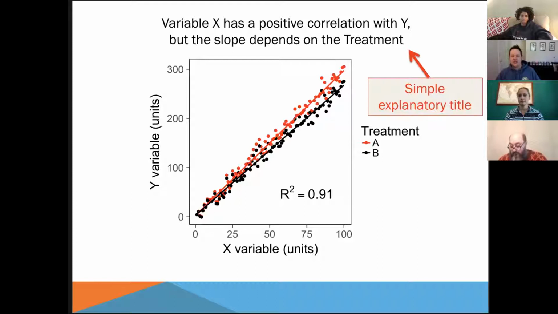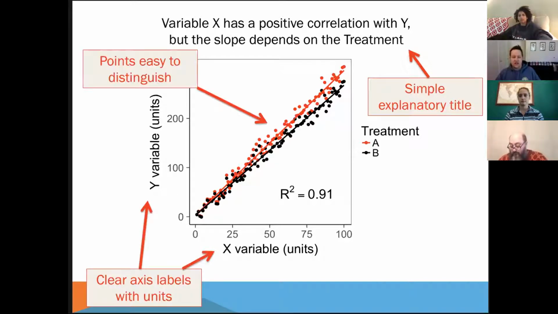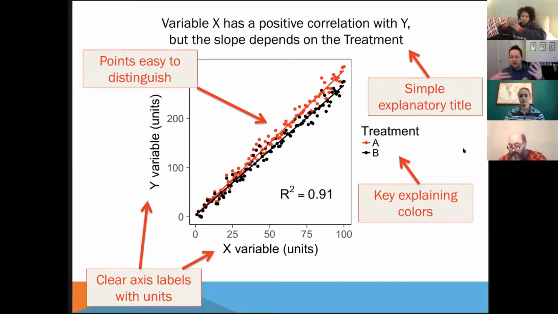All right, so that simple explanatory title, clear axis labels with units, points that are easy to distinguish, right? Your figure should be large enough that people can actually see what's going on. A key explaining any colors. And so if there are things that are in different colors or different point types or something on your graph that don't mean anything, or you're not going to make a big deal about them, try to make a figure that doesn't have any of that extra information in it because it's just distracting.